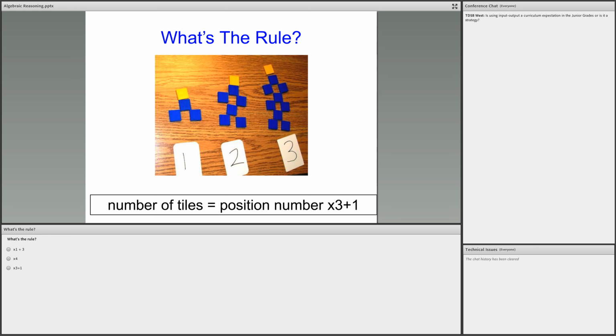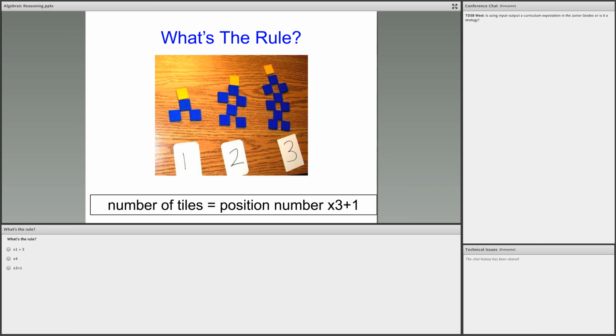So what this shows us is that at position 1, there is that group of 3 blue tiles plus the 1 yellow tile. So if we think about our rule, number of tiles equals position number times 3 plus 1, 1 times 3 is 3, plus 1 is 4. That's how many tiles there are. At position 2, we've got those 2 groups of 3 blue tiles, so 2 times 3 is 6, plus 1 is 7. And at position 3, we've got 3 groups of 3, so 9 tiles, plus 1 at the top is 10.